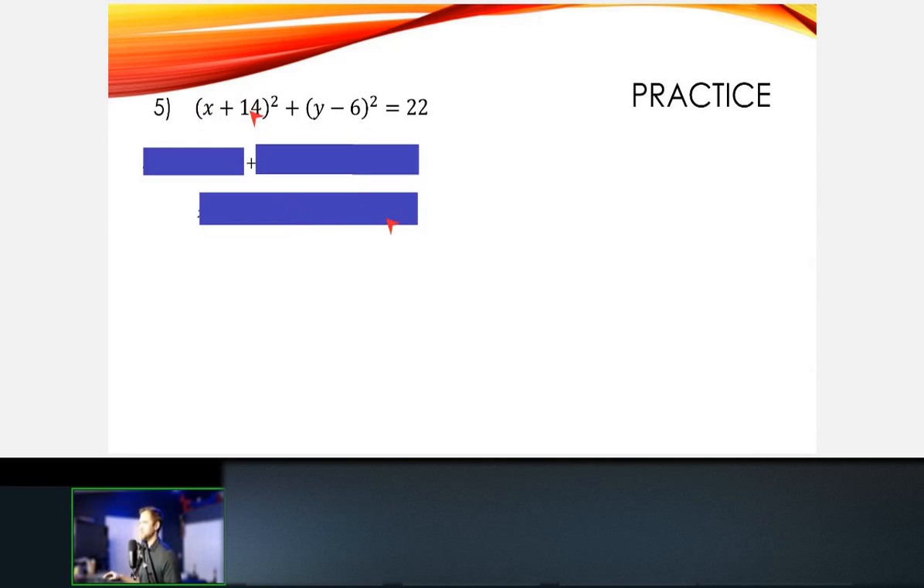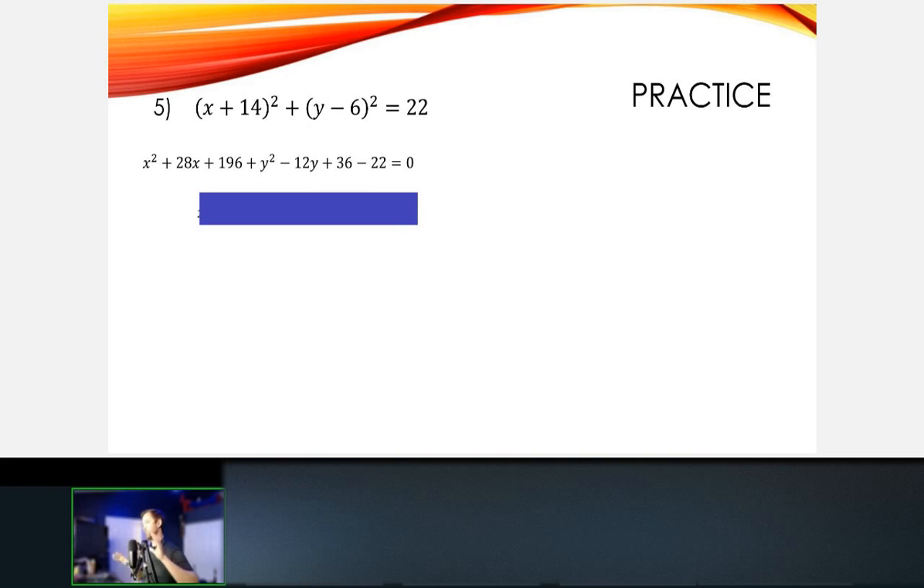But if you know your multiplication rules and how these factor, you know that we're going to have x squared. And then that middle term is going to be 14 plus 14, which gives us 28x. And then 14 times 14 gives us the 196. And then go to the y stuff. Get y squared. And then -6 plus -6 is -12. And then -6 times -6 is positive 36. Then, of course, we're going to move that 22 to the left. And that's why it's a -22 equals 0.